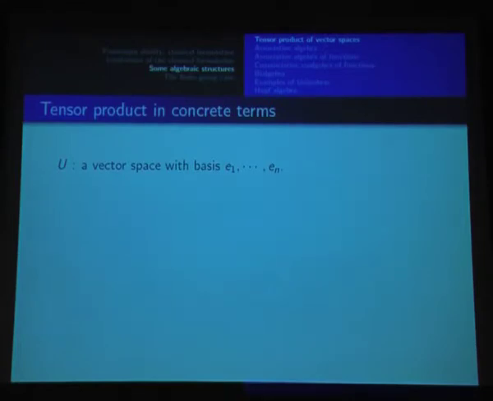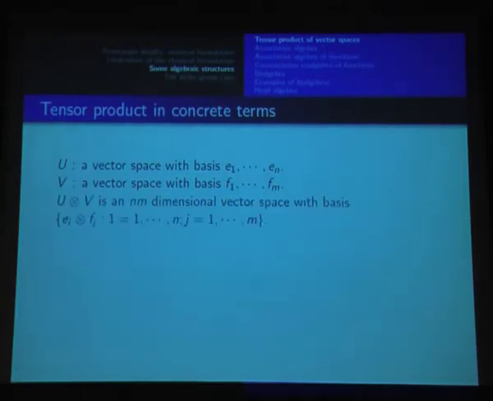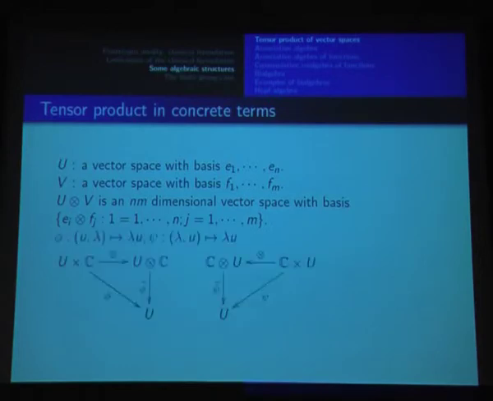Earlier we defined the tensor product as an existential thing, but now let us see what it looks like concretely. Suppose U is a vector space with basis E1 through En, and V is another vector space with basis F1, F2, up to Fm. Then U tensor V is an nm dimensional vector space. This is n dimensional, this is m dimensional. So, this is an nm dimensional vector space with basis denoted by this. In the finite dimensional setting, the only invariant is its basis. Therefore, as soon as I specify its basis, I have specified the vector space.